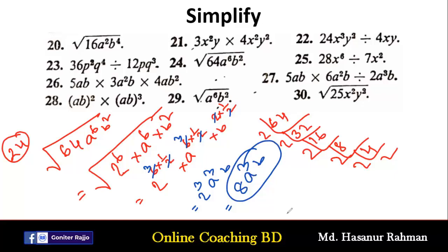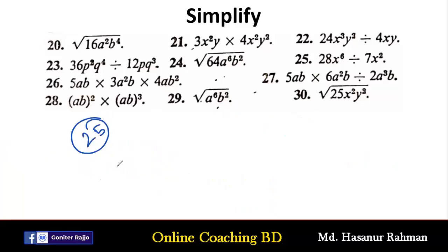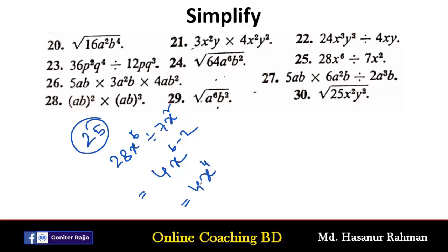Very simple. Now 25. 25 says 28 x to the power 6 divided by 7 x square. So how can you solve it? 28 divided by 7, that is 4. And x to the power 6 divided by x square, that is x to the power 6 minus 2. So 4 x to the power 4 will be our final answer.